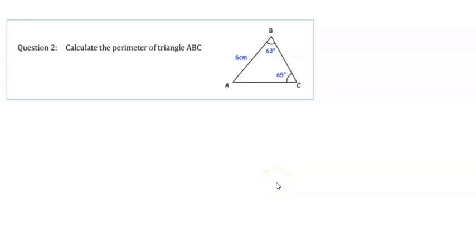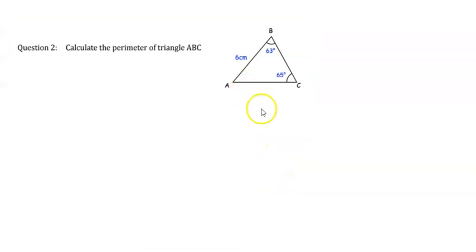Okay, now I'd like you to do this question. This question is asking you to find all the sides. It's asking you to find this side and that side. Once you've done that, you can find the perimeter.